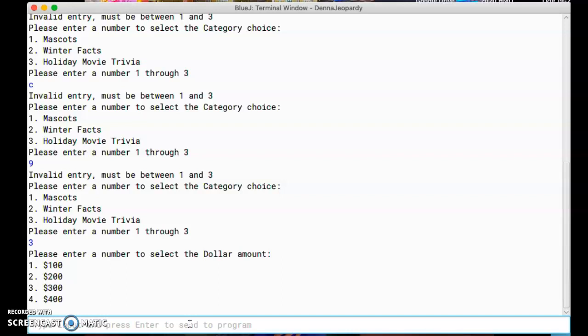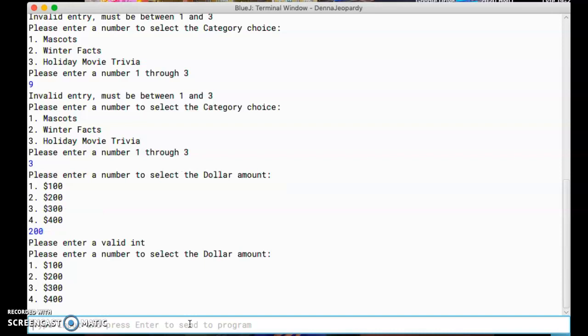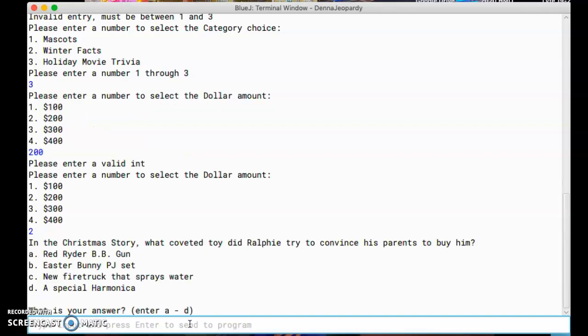So let's say we wanted to choose a dollar amount. Let's say they goofed and typed in 200. Well, 200 is not a valid integer for what we're looking for. We're looking for them to pick a number from 1, 2, 3, or 4. So then they enter a 2.